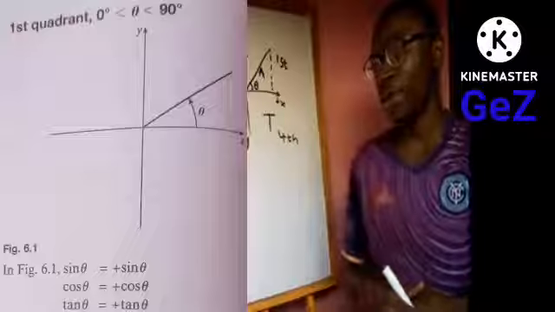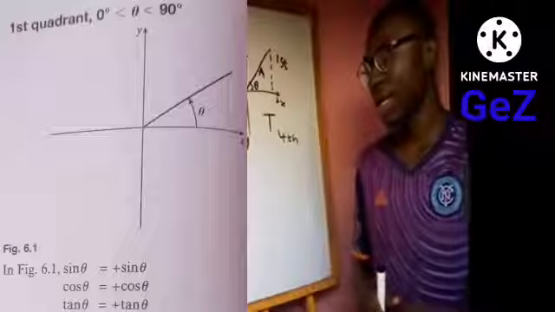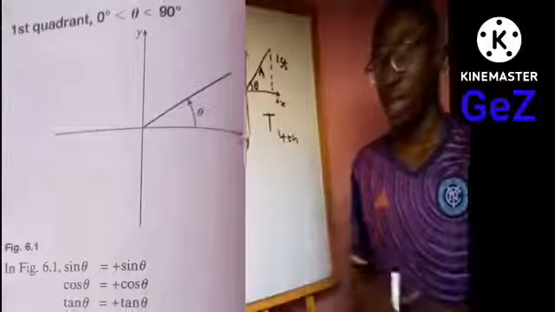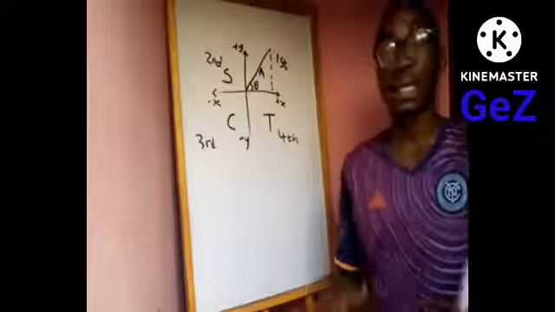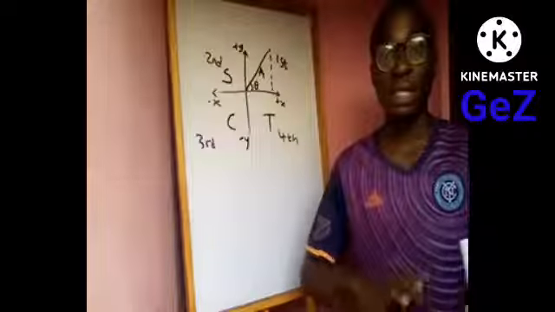That is why sine theta is plus sine theta, and then in your first quadrant cos theta is plus cos theta, then in your first quadrant tan theta is plus tan theta. That is why everything is positive.